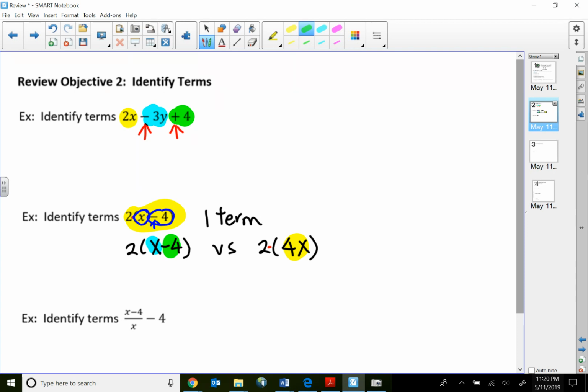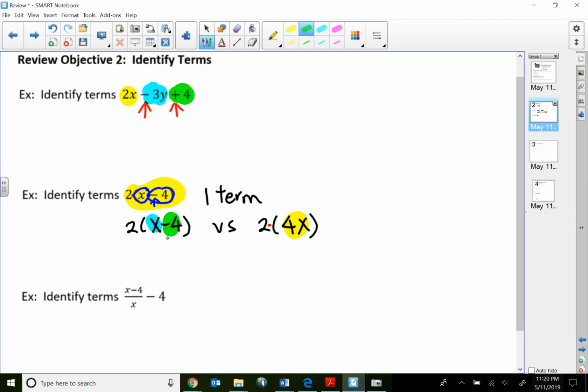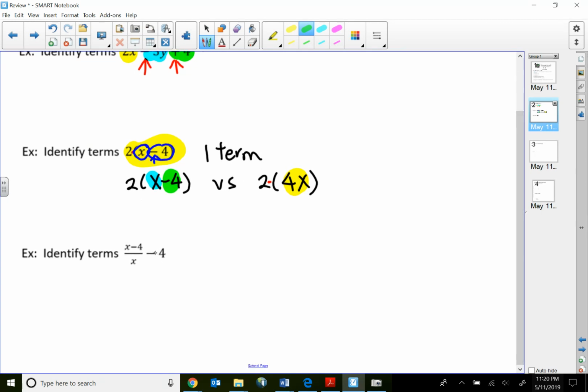So understanding terms is very important because it dictates how we actually go about doing these problems when we simplify them. All right, we did one similar to this last time. So looking for addition and subtraction signs outside the parentheses. So in front of my subtraction sign, all of this is one term. So this term, the numerator has 2, denominator has 1. My second term will be this negative 4.